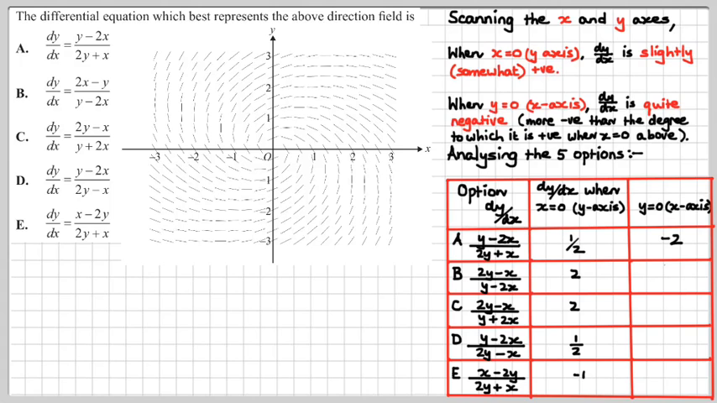B minus 2. There you go. Now you can do a similar analysis for B, C, D and E. Now we're going to work out which one is correct. So now let's just think here.